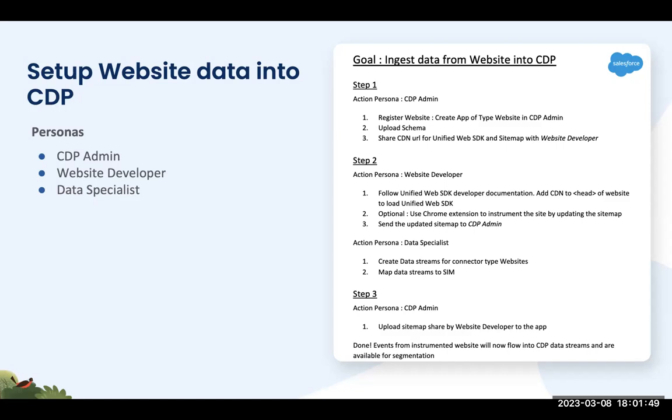Once that is done, in step three, a CDP admin will upload the sitemap shared by the website developer to the app as well. So it's just a series of steps, and if you follow the same steps you can succeed in connecting your CDP, your website and mobile apps to Data Cloud.